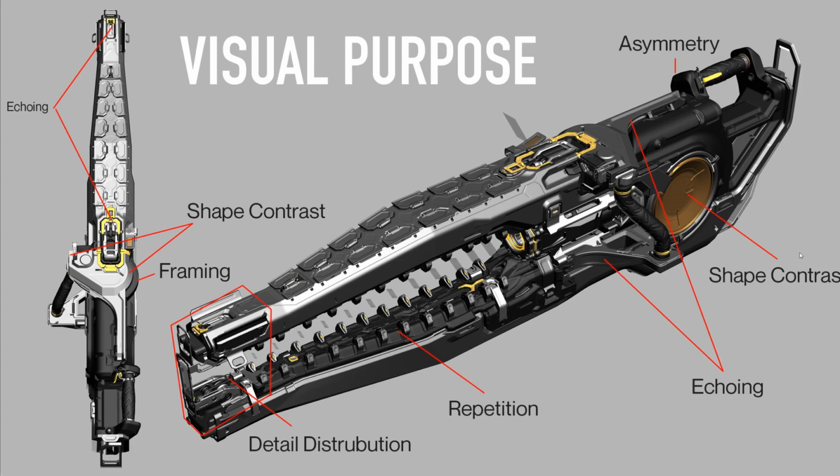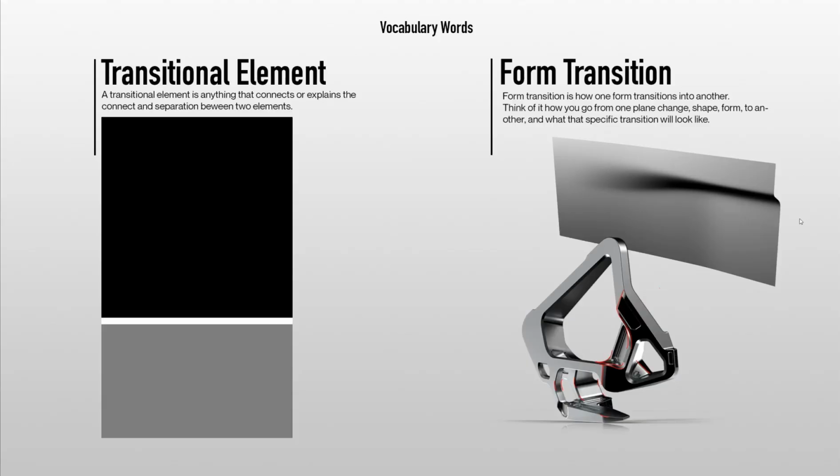So the next part of this chapter I'd like to quickly go over is just some vocabulary words that I'm actually not going to be covering in the primary chapters. So the first vocabulary word is transitional element, and it's basically anything that connects or explains the connection or separation between two elements. So for example, when you have a lamp on a desk, okay, so you have the lamp stand and then you have the base. The base is the transitional element between the desk and the stand.